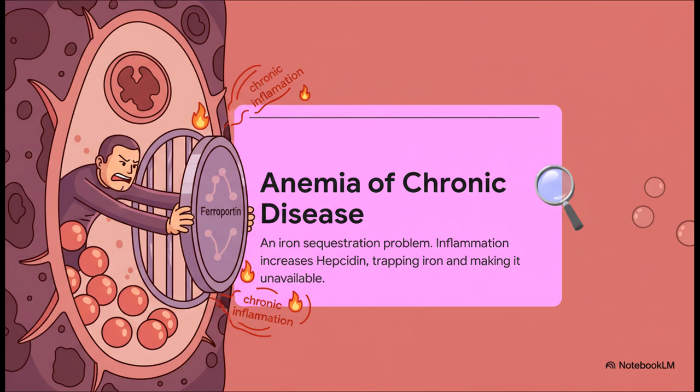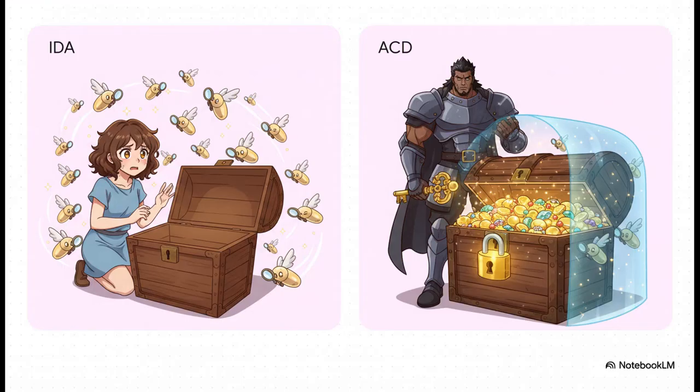Now listen closely, because this is the crucial point. The body has plenty of iron. The problem isn't a supply shortage. The iron is just being hidden, locked away inside macrophages because of some chronic inflammation or malignancy. It's a sequestration problem. This is the most common trap. Both have low serum iron, which is confusing. So the key differentiator has to be ferritin and TIBC.